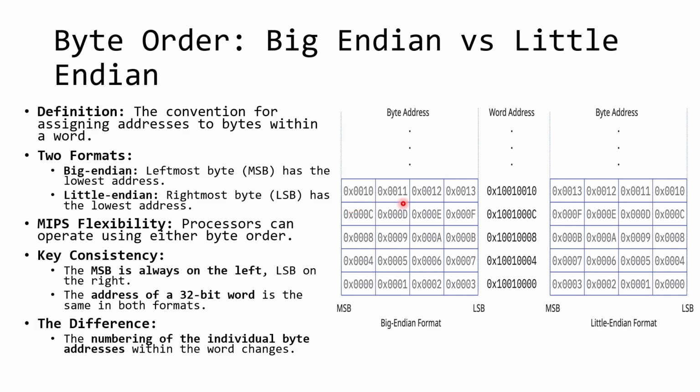Byte order. Byte order is the convention for assigning addresses to bytes within the word. Because we are operating on one word, you need to know how the addresses are assigned. There are two formats: big endian and little endian. In big endian, the leftmost byte, which is the most significant, has the lowest address. But in little endian, the rightmost byte, which is the least significant, has the lowest address.